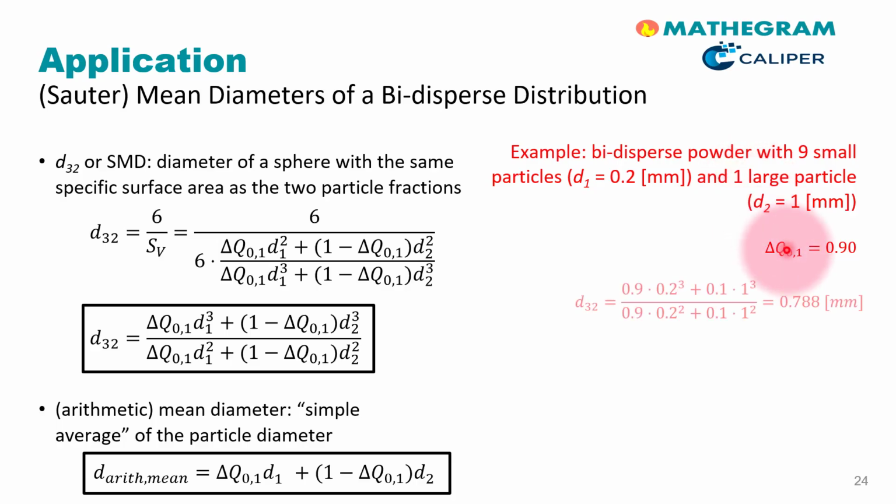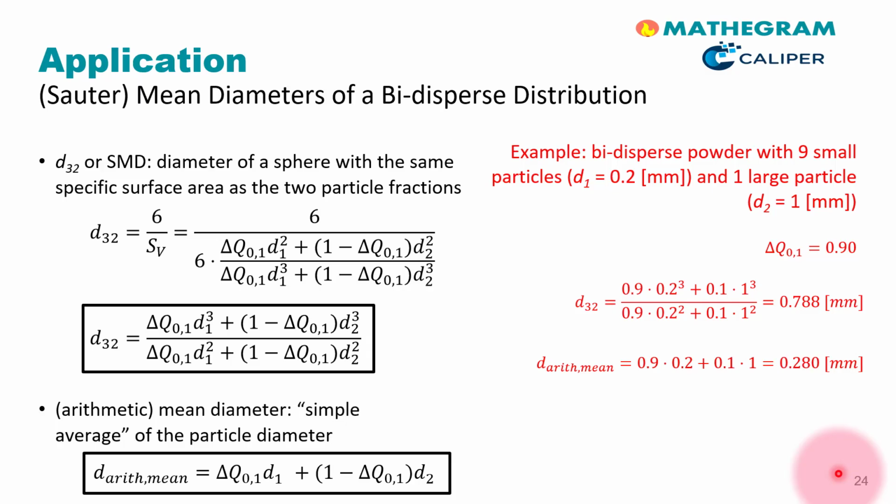We arrive at an SMD or D32 of approximately 0.79 mm as well as an arithmetic mean diameter of 280 micrometer, which is significantly less than the SMD calculated before. This again stresses the importance of a precise definition of the mean or average diameter we are interested in. Without this piece of information, the result is simply not well defined.